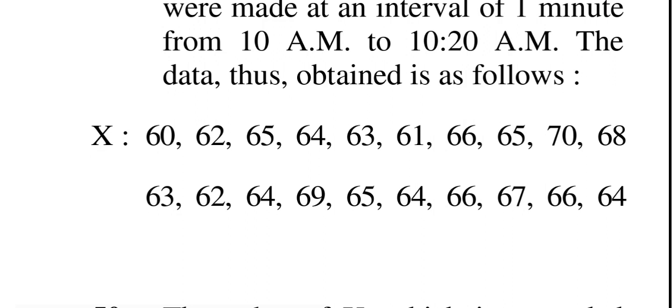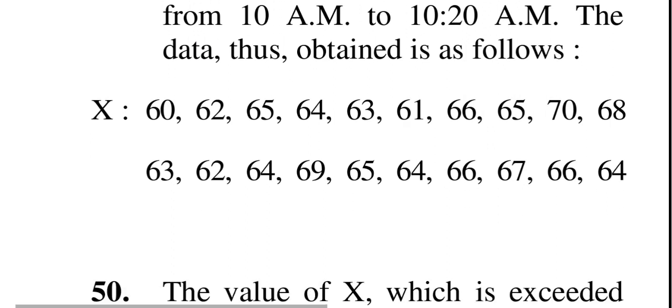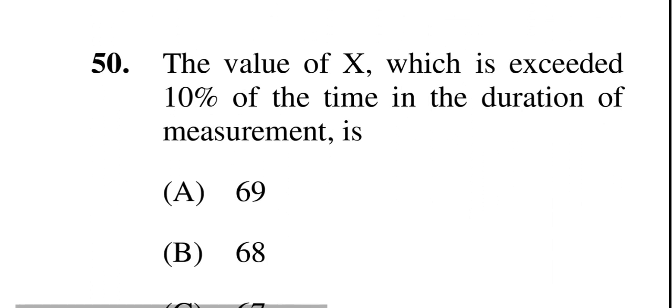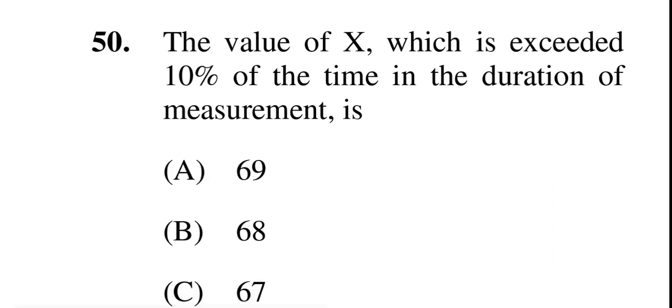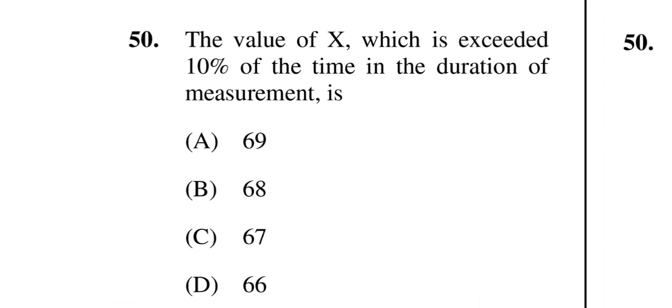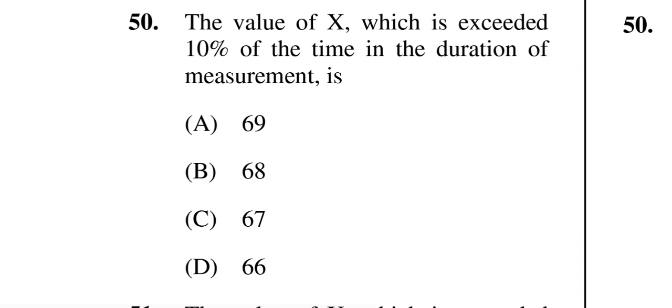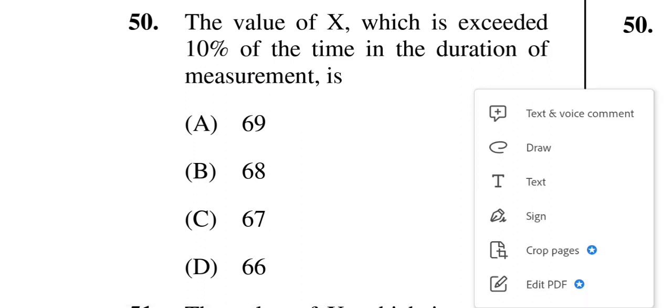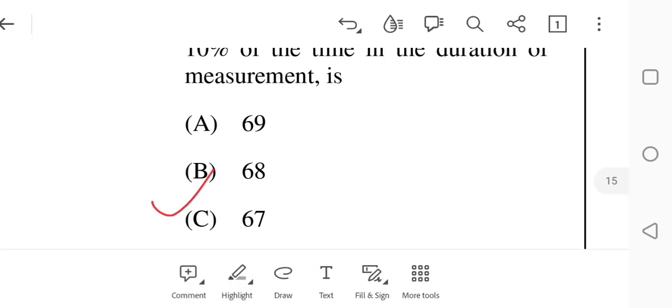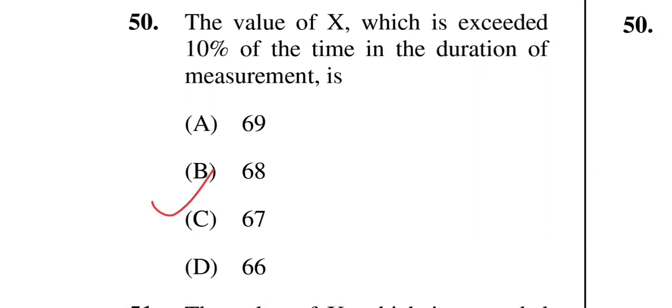X: 60, 62, 65, 64, 63, 61, 66, 65, 70, 68, 63, 62, 64, 69, 65, 64, 66, 67, 66, 64. Now we have to find the value of X which is exceeded 10% of the time in the duration of measurement. The options are 69, 68, 67, 66. The correct answer will be 68, that is B.